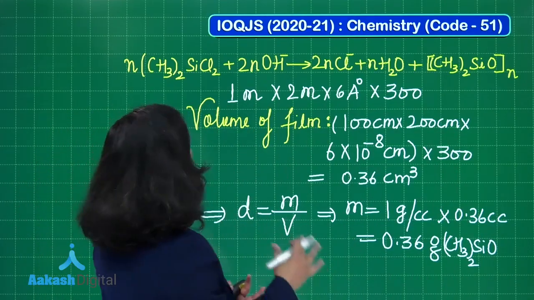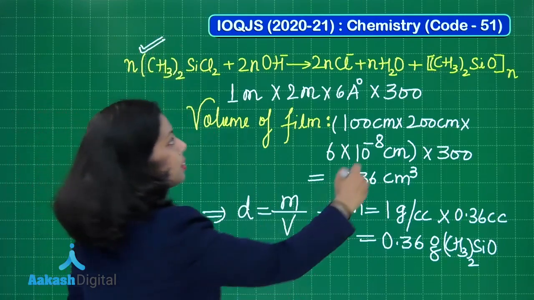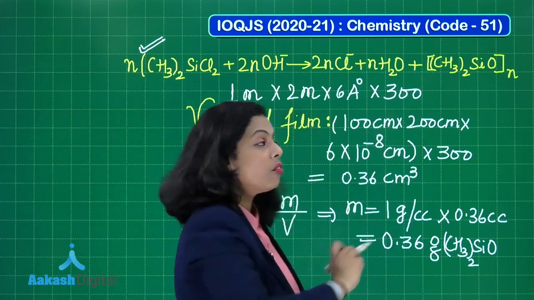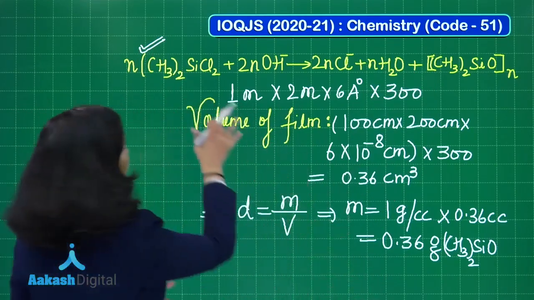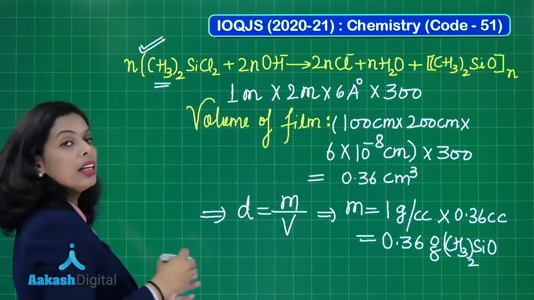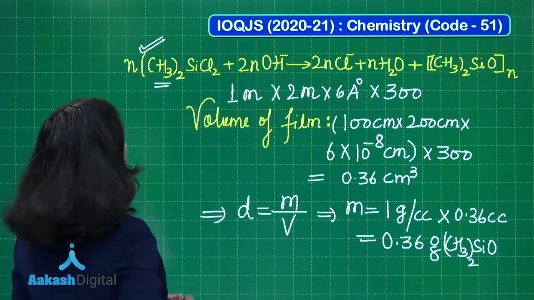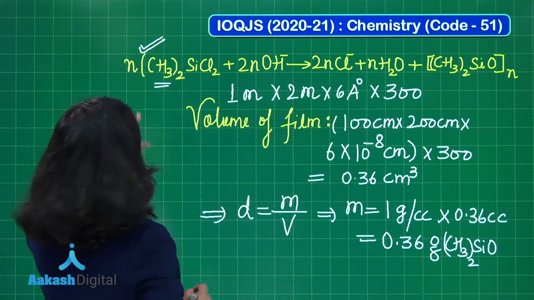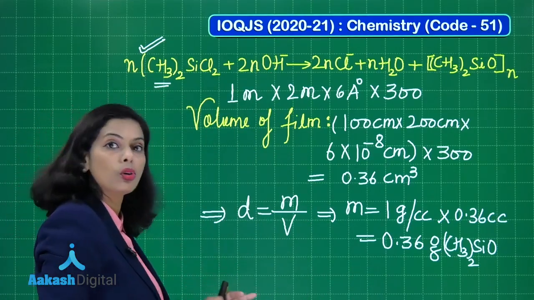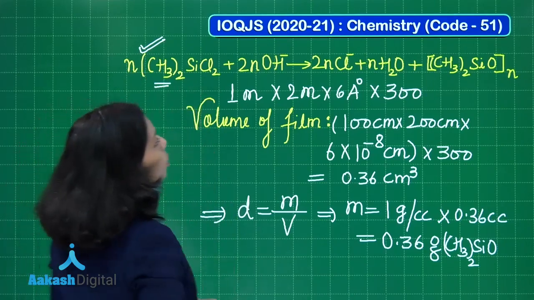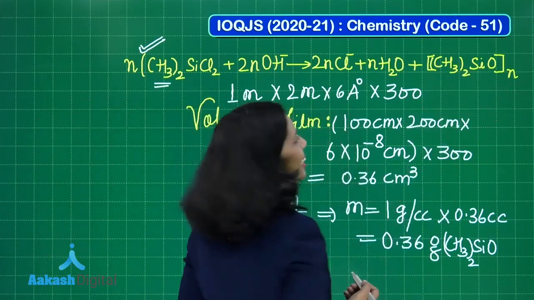Okay, now if you have the mass, we have to just look at simple stoichiometry, because we want to calculate the mass of the reactant, not the product. But with the help of the mass of the product, we can find out the mass of the reactant that has been taken here with the help of simple stoichiometry. If you just look at this reaction, you can simply say that n number of moles of dimethyl silicon chloride are required for the formation of n number of moles of dimethyl silicon oxide.